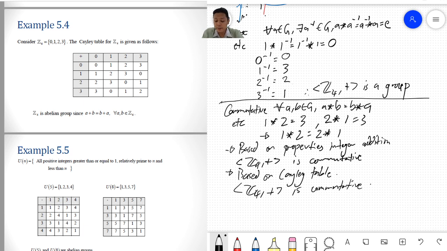Z4 is a group and it's also commutative. If it is a group and it's also commutative, right now for Z4, I also managed to prove to you that it is an abelian group.